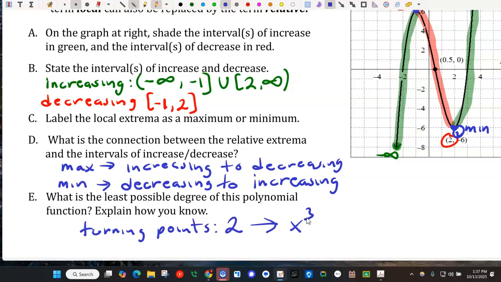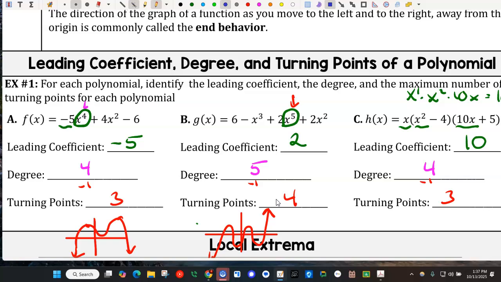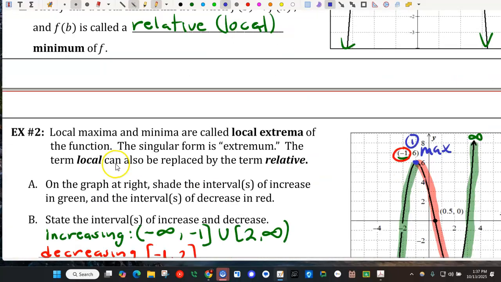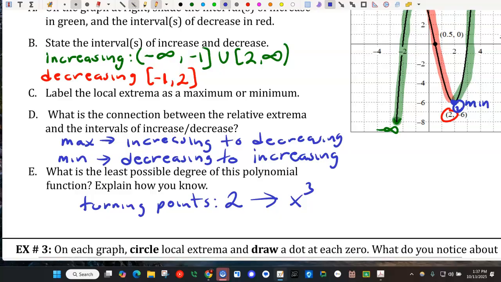So earlier we started with the degree and subtracted 1 to get the turning points. So if I'm going in this direction, if I have a number of turning points from looking at the graph, I have to add 1, and that gives me the degree. So it's just asking the same question, but in reverse. Okay, just x to the third, or you could say third degree. Like that, out of the way.